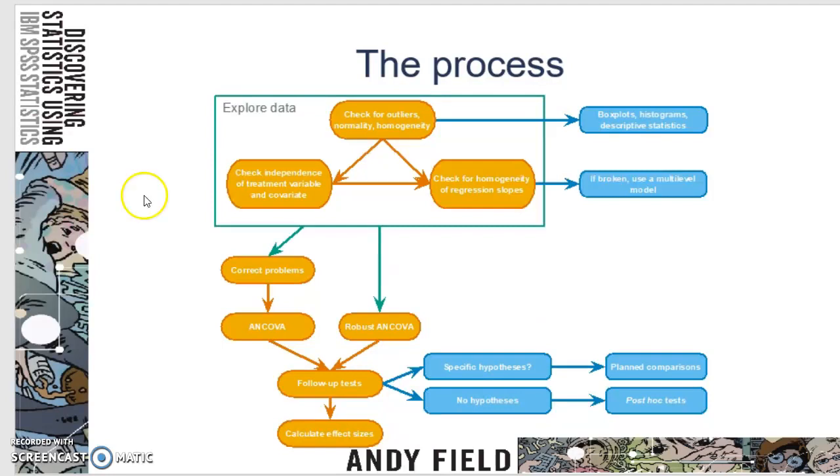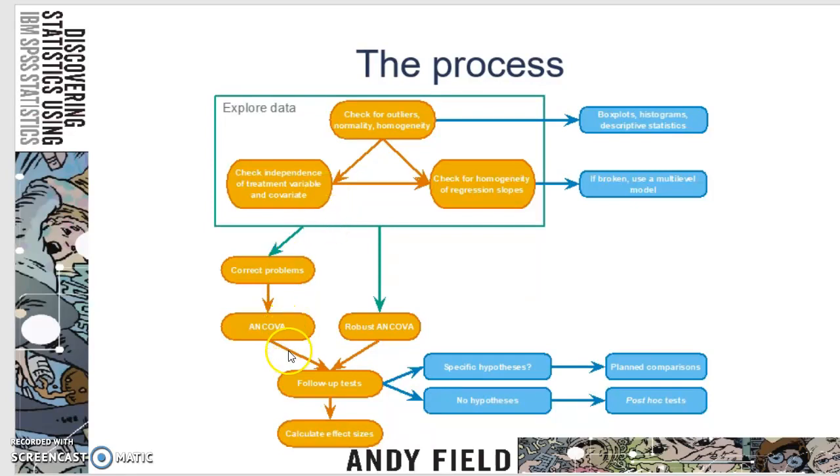So I have my data, and what you're going to do is check for outliers. And if there are outliers, the way you check for them is your descriptives, box plots, and your histograms, like you do in the earlier chapters. Check for homogeneity of regression slopes, and if that is broken, you use what's called a multi-level model, which we're not going to go into detail here. And then you check for independence of the treatment variable and the covariate. You correct any problems that exist.